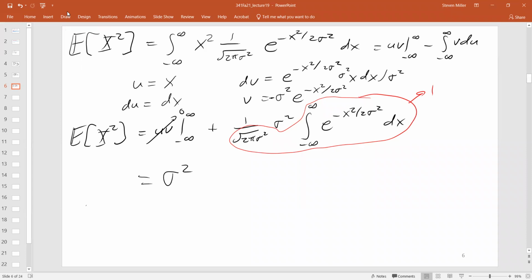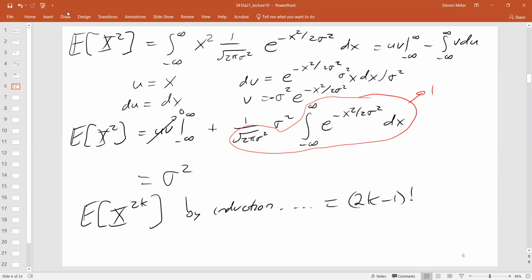We can now calculate the expected value of x to the 2k by induction. Okay. So you can go through, and what you'll find is it equals 2k minus 1 double factorial. It's a nice calculation to do. Has anybody seen the double factorial before? Okay. Raise your hand if you've never seen the double factorial. If you hadn't seen the double factorial, you would guess it's the factorial of the factorial. It's not, it's every other.